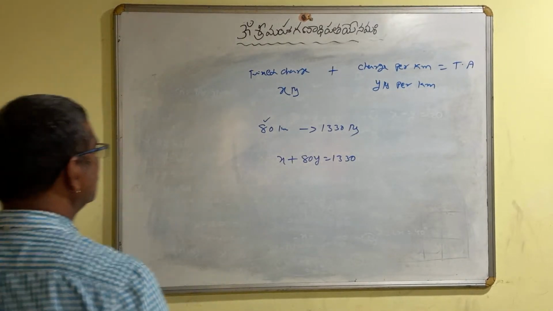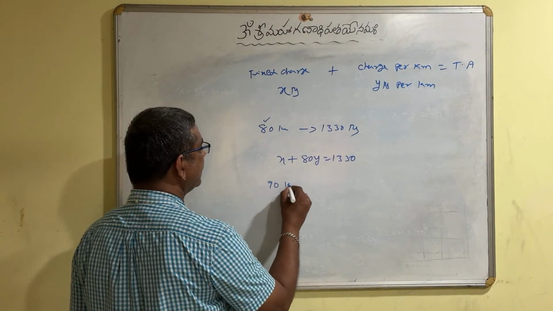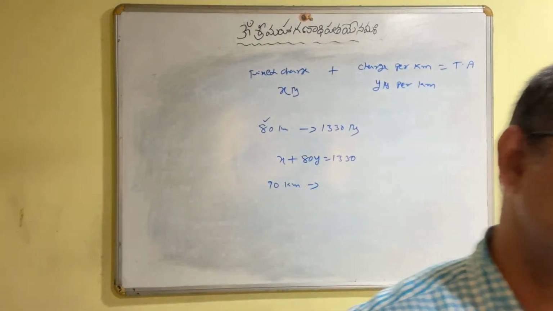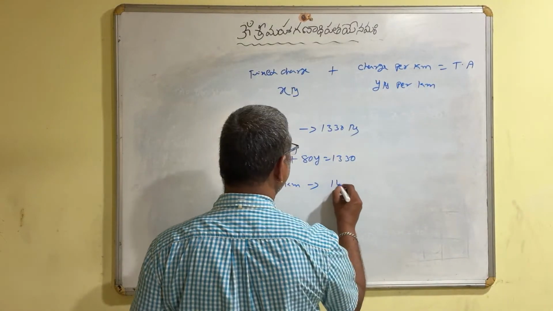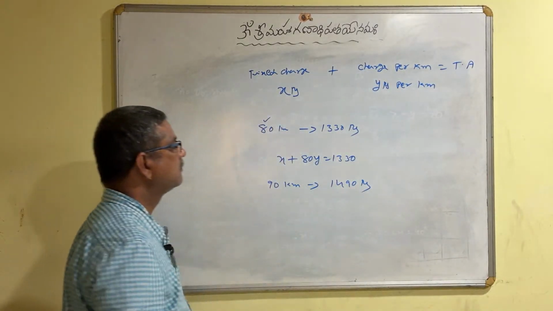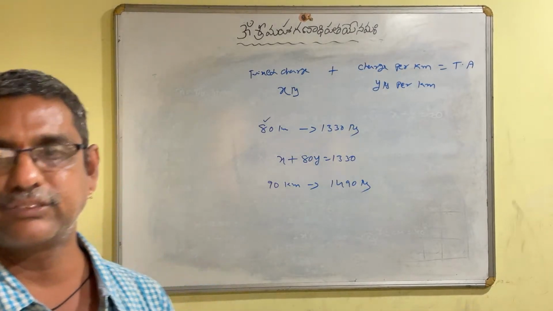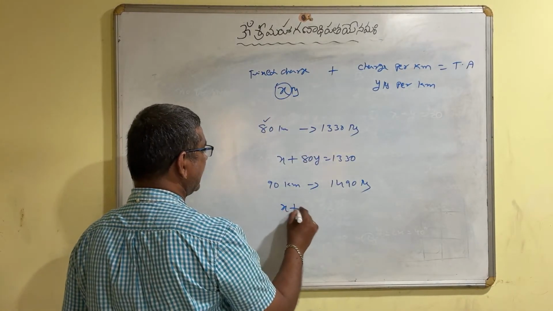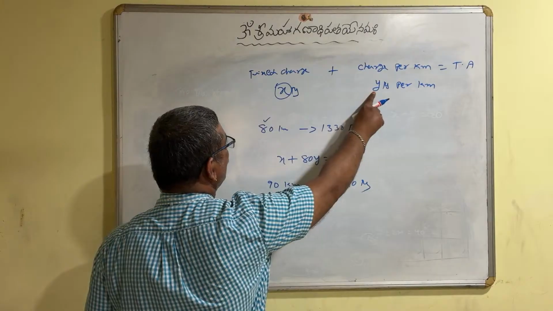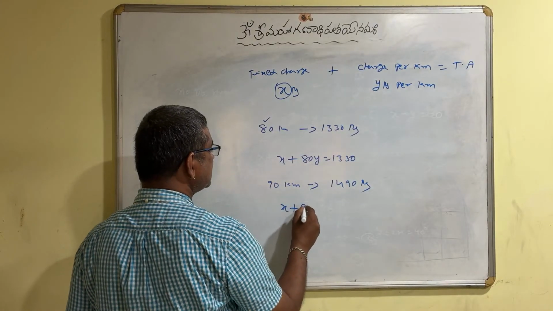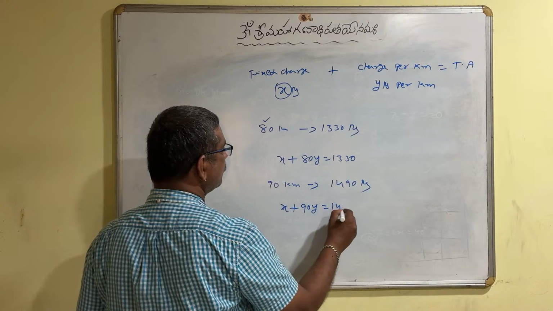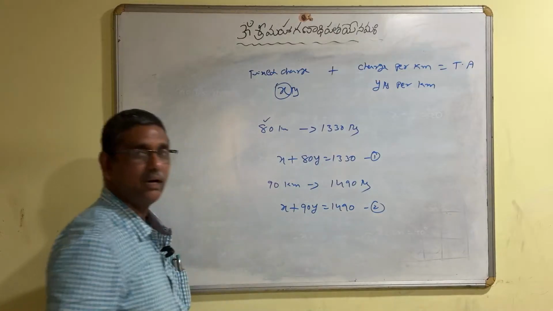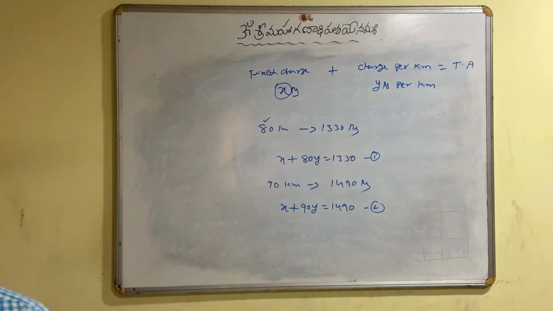Now, there is another person who traveled 90 kilometers, which costs 1490 rupees. And even here also, fixed charge plus per kilometer y rupees, 90 kilometers 90y is equal to 1490. This is equation 2.